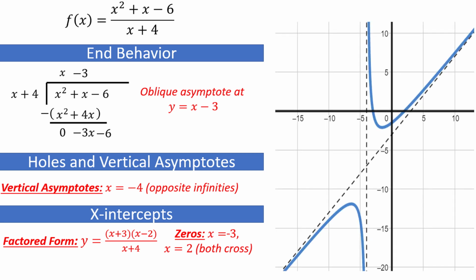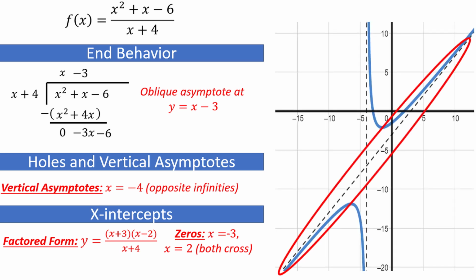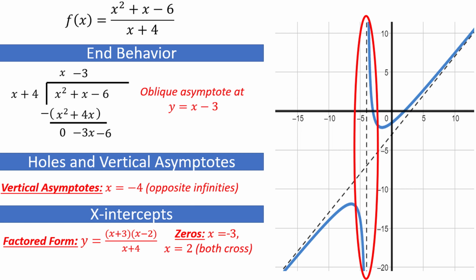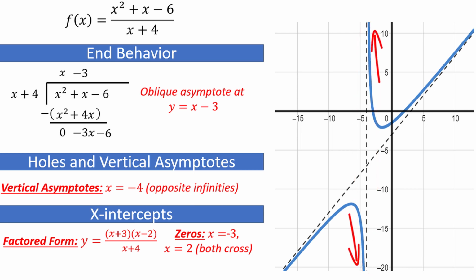Here is the graph of this function. You can see the oblique asymptote, which has the equation y is equal to x minus 3. You can also see the vertical asymptote at x is equal to negative 4, which the graph approaches at opposite infinities on either side. You can also see the two zeros of x equals negative 3 and x equals 2, which the graph crosses the x-axis at, since the multiplicities are odd.